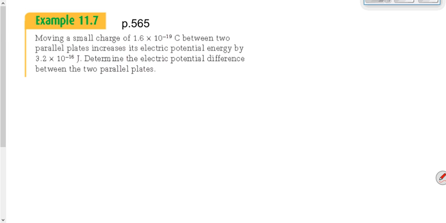Last question. The only other thing we're going to do today here. Page 565 says, moving a small charge of 1.6 times 10 to the minus 19 between two parallel plates increases the potential energy by that much. So we're going to say that variable is what? Is it E, delta E? Is it V, or is it delta V? Energy, change in energy, or potential difference? Delta E. It changes not the electric potential, but the electric potential energy. So we're going to say delta E is 3.2 times 10 to the minus 16 joules.